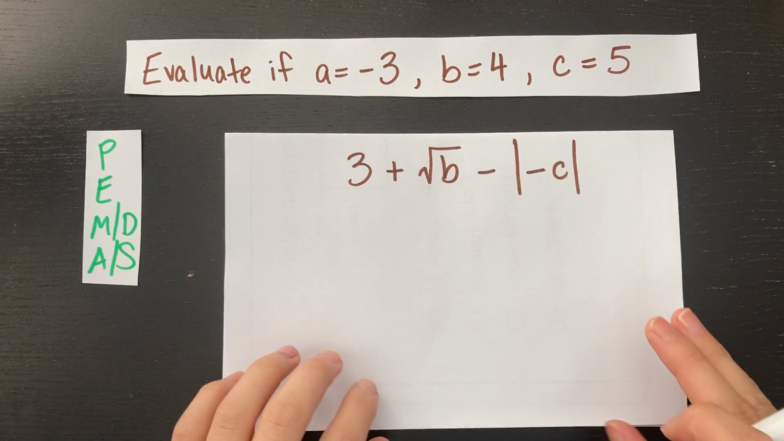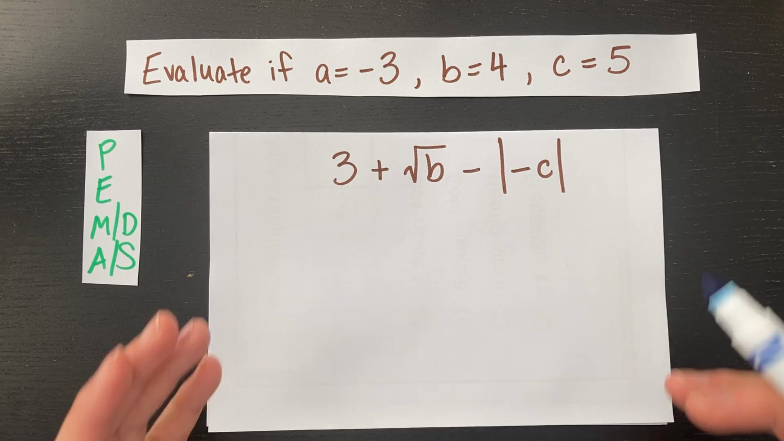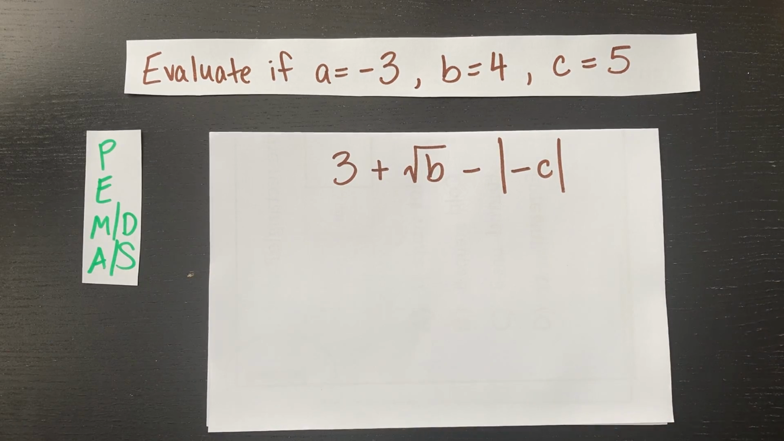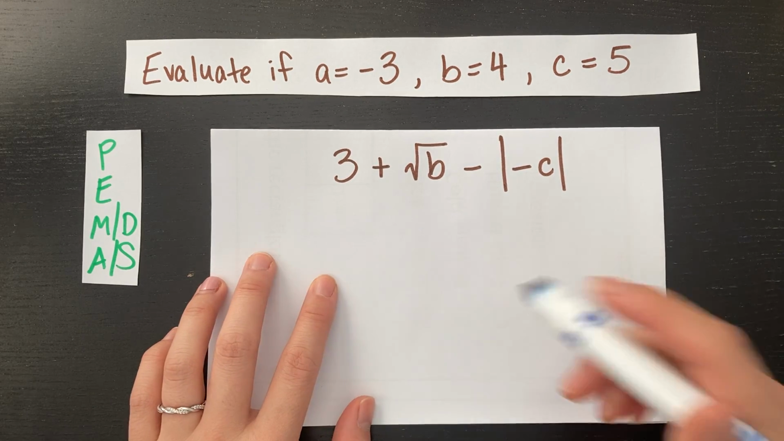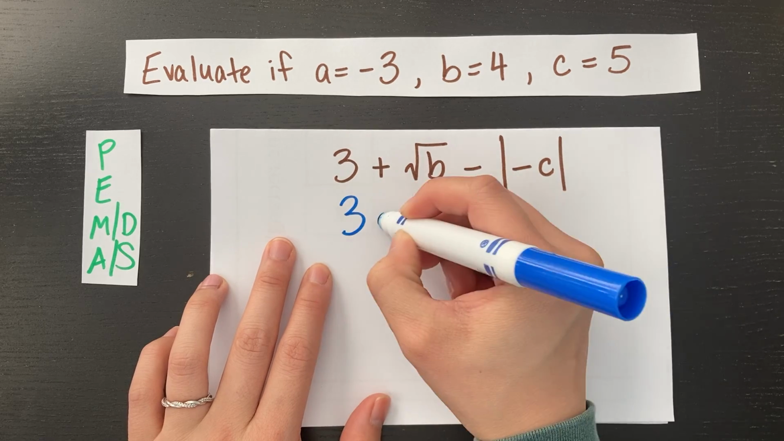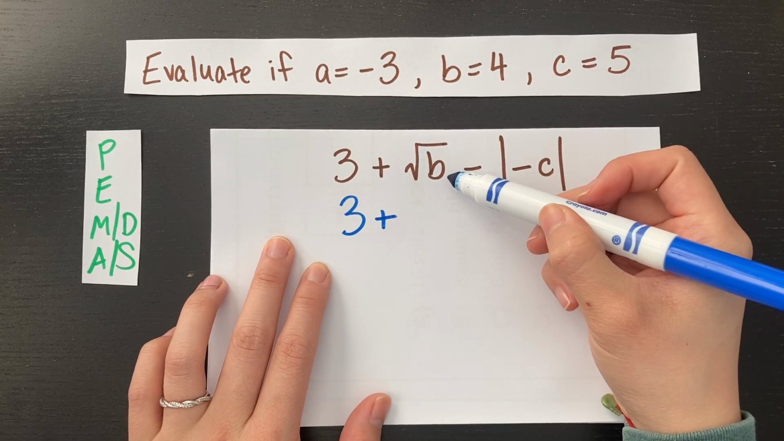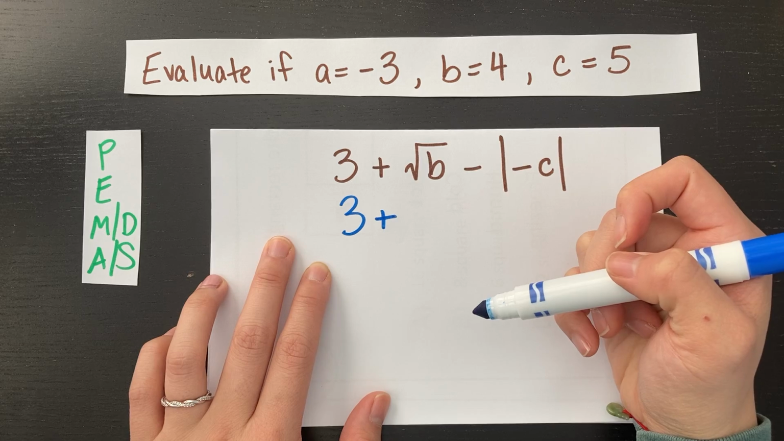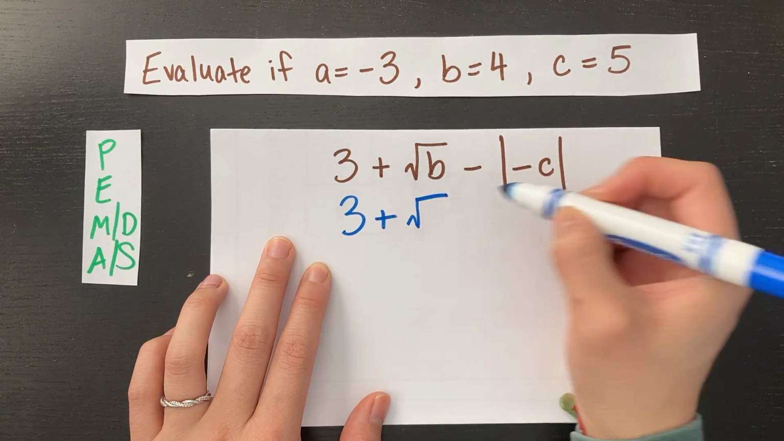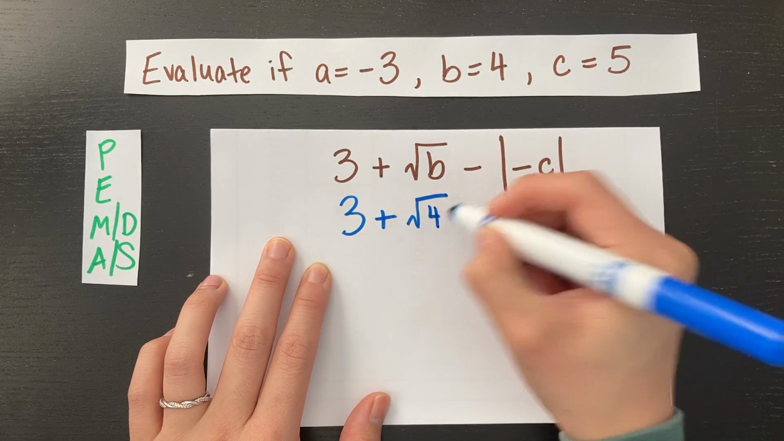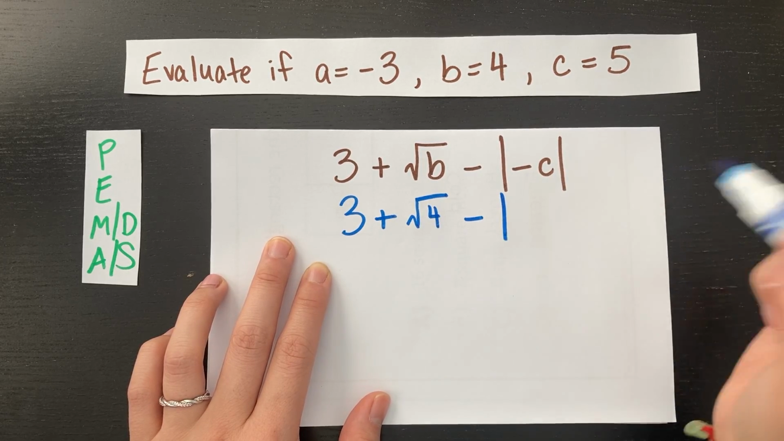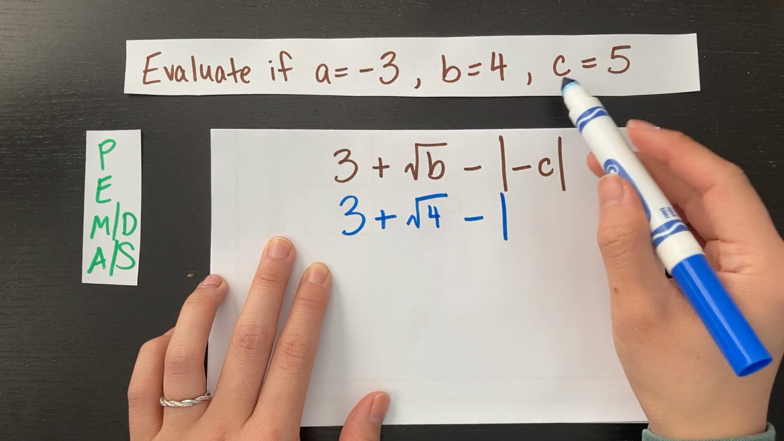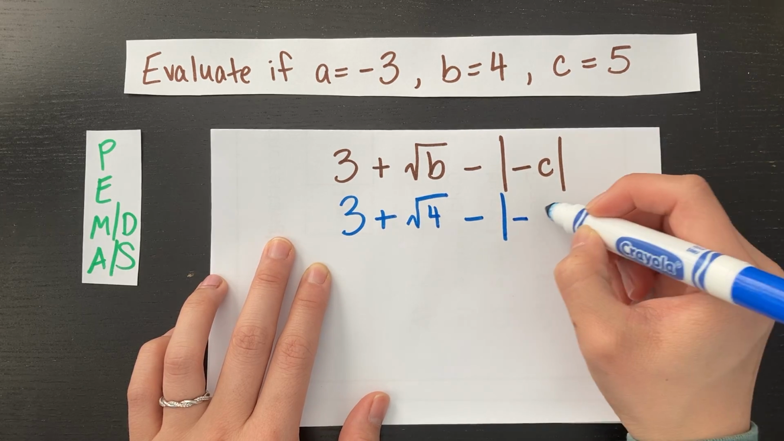I'm moving pretty quickly, but again, you can pause the video. Please try solving or evaluating these expressions by yourself for some added practice. So again, just going to rewrite this, but instead of my variables, my letters, I'm going to replace them with the values that I know. So b is 4 minus the absolute value of a negative c. Okay, negative c. C is 5, so negative c is negative 5.